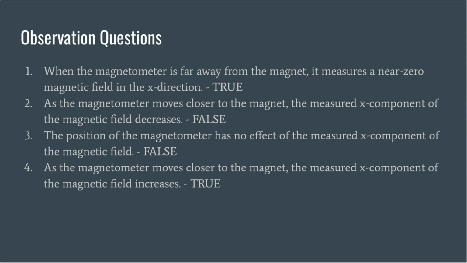The next three questions all go together, discussing how the measured x component changes as the magnetometer moves closer to the magnet. The first two are false because the fourth one is true. As the magnetometer moves closer to the magnet, the measured x component of the magnetic field increases. That's what I saw from the data I got from mine.